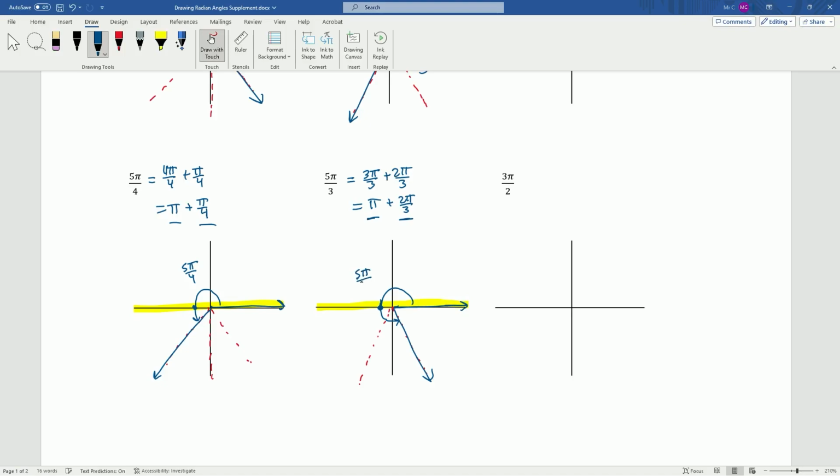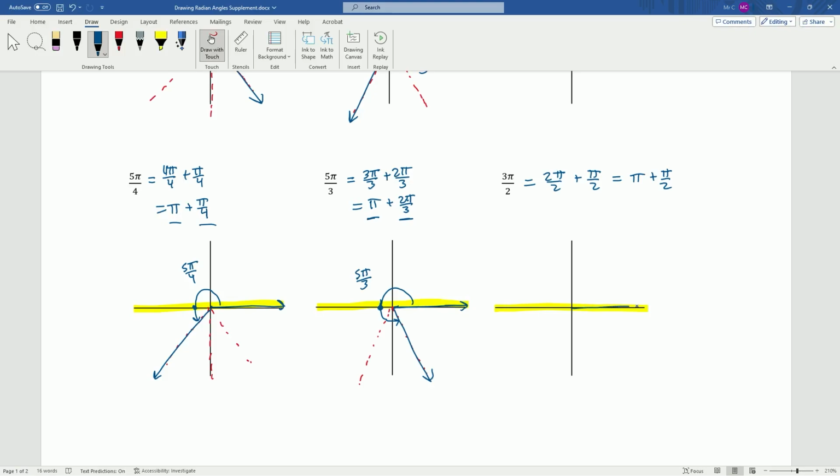So this whole angle is 5π/3. And now 3π/2. All right. So I'm going to go a little faster here. 3π/2 is 2π/2 plus π/2. That's π plus half of π.